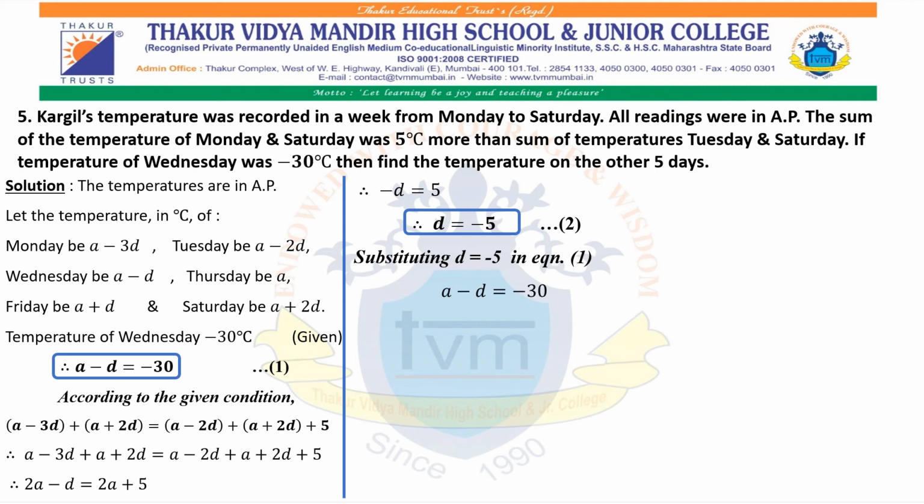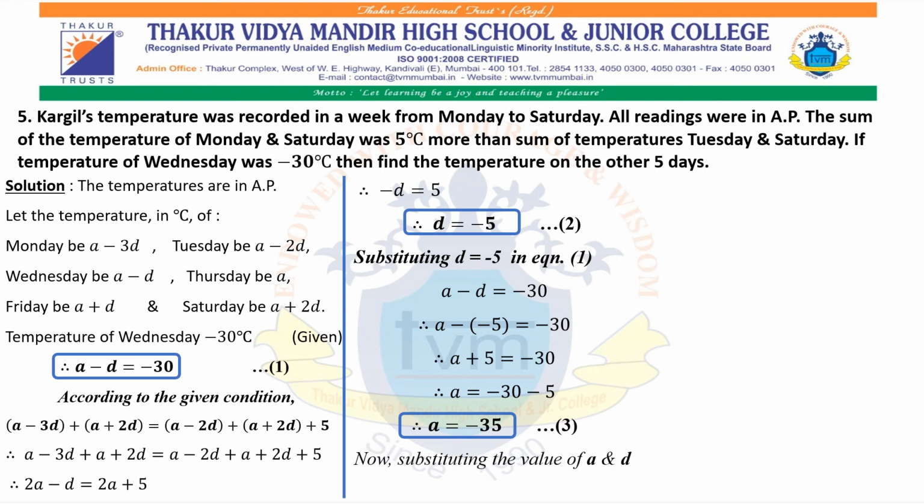What is equation 1? A minus D equals minus 30. Let us substitute the value of D as minus 5. It will be written as A minus into minus 5 equals minus 30, which further by solving we will get the value of A as minus 35. Now we got the value of A and D. Now what will we do? We will substitute in the values we had assumed. We will write: now substituting the values of A and D.